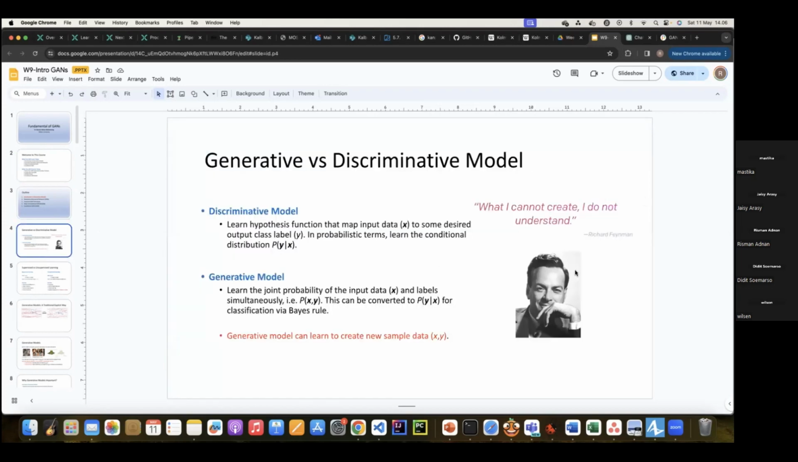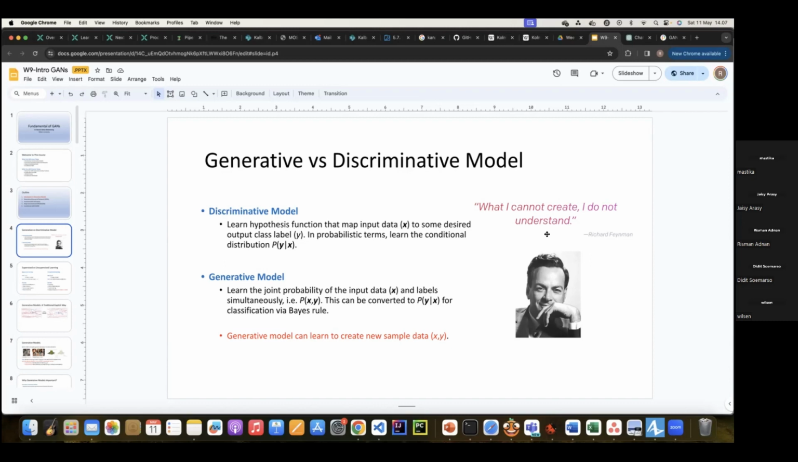So Richard Feynman once said, "What I cannot create, I do not understand." That translates to: if you do not understand the patterns in data, the proof that you don't understand is that you cannot create the data. In other words, if you can create new data from existing data, then that shows that you understand the patterns or the probability that generate the data.